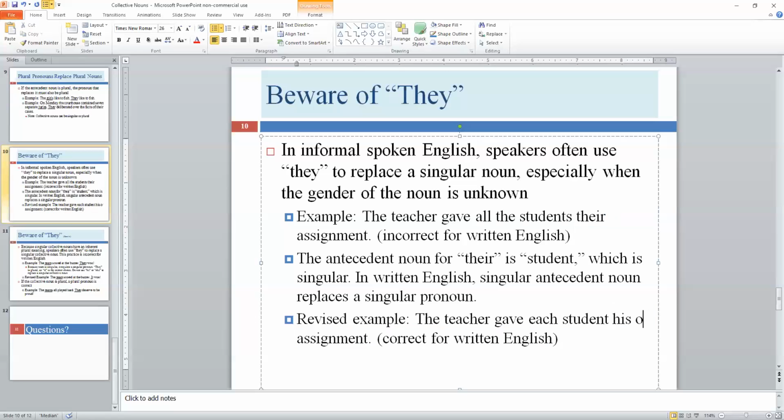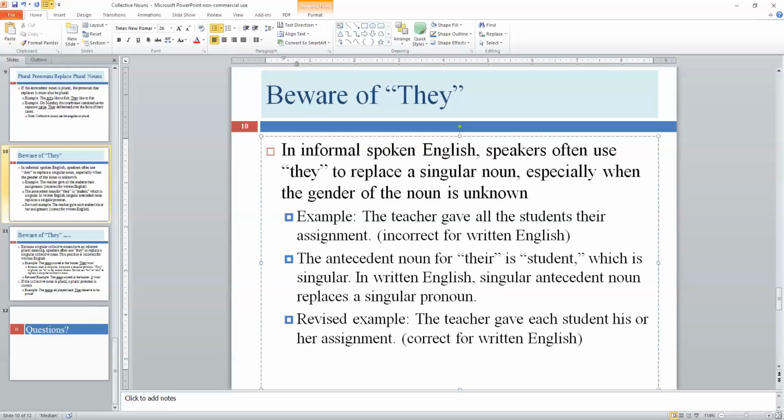Or you might just do this. Here's another possibility: the assignment, especially if the teacher is giving each student the exact same document. That might make sense. Of course, you kind of have to know a little bit more information before you can figure that one out. So keep in mind, don't use they as a catch-all when you don't know the gender.